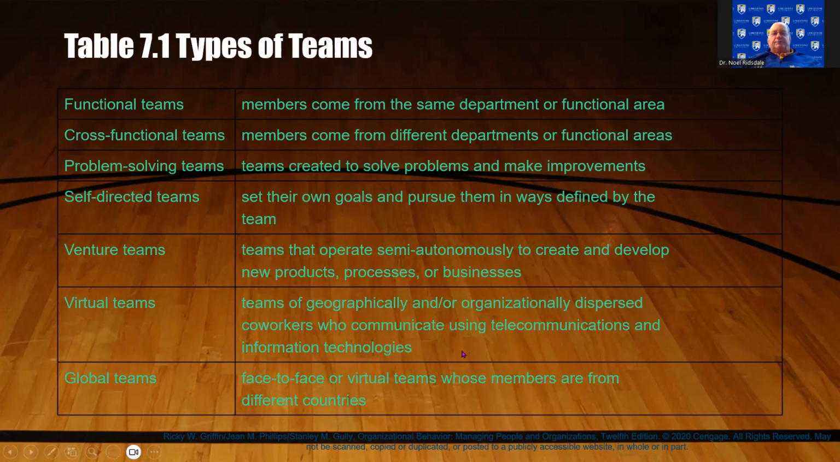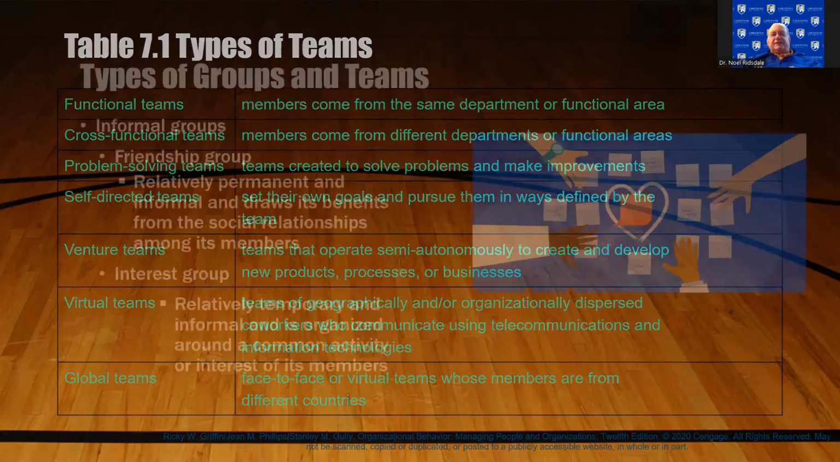Virtual teams are exactly that. They're from different areas, maybe of the country, and your coworkers are working remotely. Virtual teams and global teams have both become much more prevalent in the last few years. Global teams are face-to-face or virtual teams that are all from different countries. Certainly in several businesses, that's the norm now, especially in IT, telecommunications, and other types of businesses, most of which are in the global environment these days.